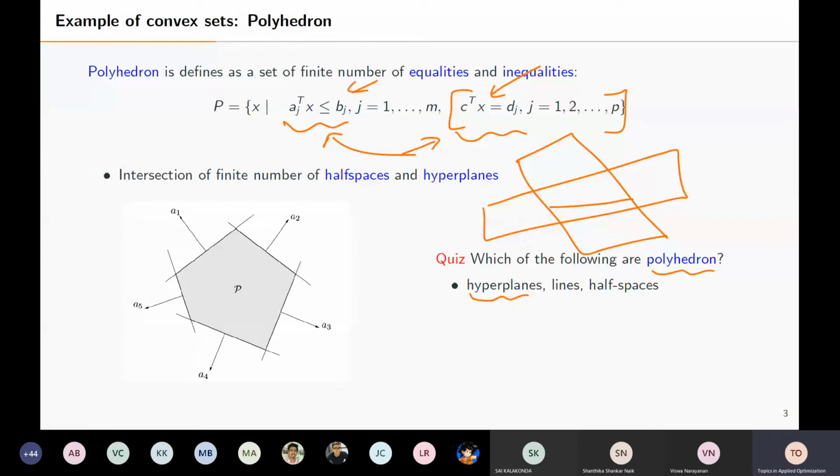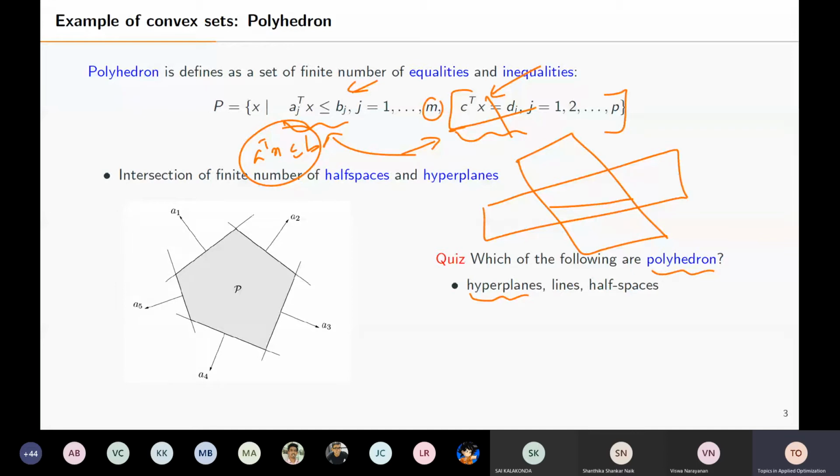Can a single half space be a polyhedron? Yes, it is also. You just take m equals 1. So you just take A transpose X is less than or equal to B. This is the single half space. You don't take any of this. You are allowed to take just one equation, any of this, any combination of this. Or you just combine also and intersect. So it's possible.